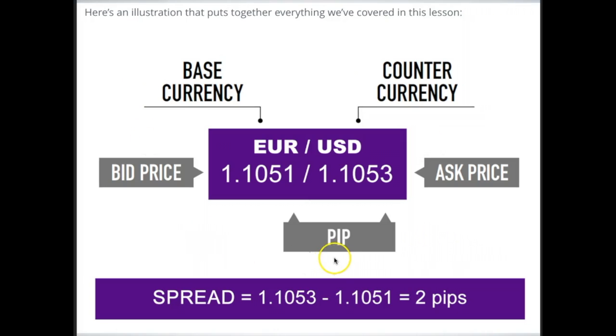Okay, so let's put all 3 of those lessons that we just went over together. We have the base currency, counter currency, aka quote currency. We have the bid price, the ask price, and the pip difference in between them. It even did it for you down here, which would be 2 pips or 20 pipettes. So keep that in mind. Now remember, watch this video again after you have finished semester 3.